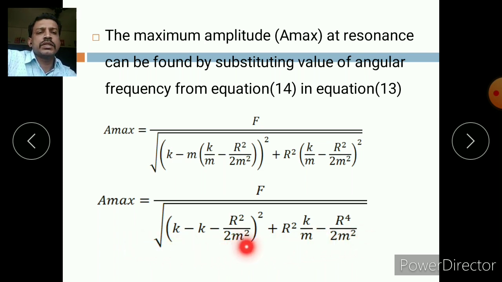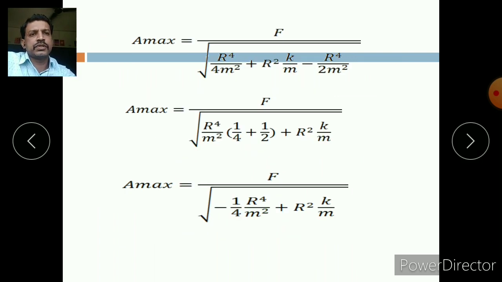Here it may be 2m. Why 2m? Because if we multiply m to this k by m, k will cancel, and if we multiply this m to r square upon 2m square, so one m will be cancelled. Now here we will get the equation, how it will come, just a minute.